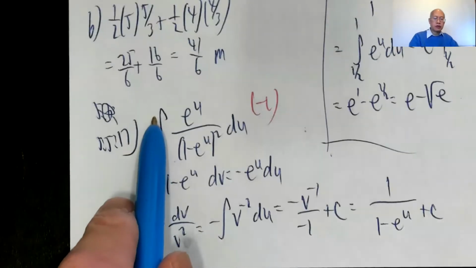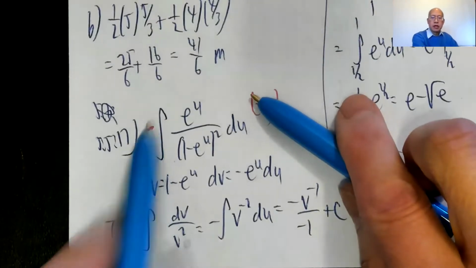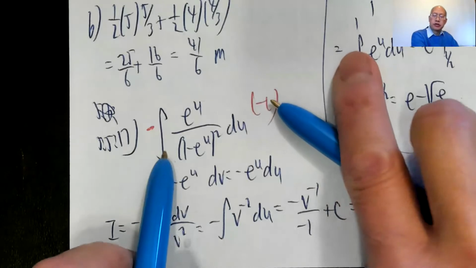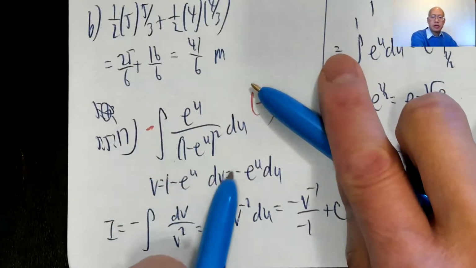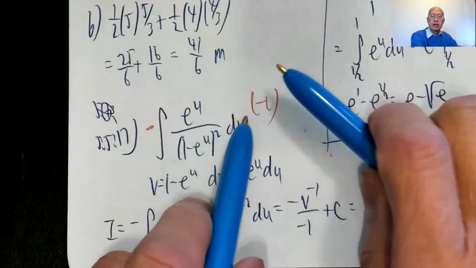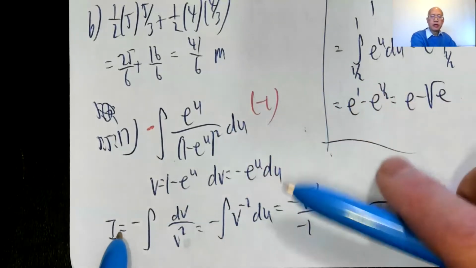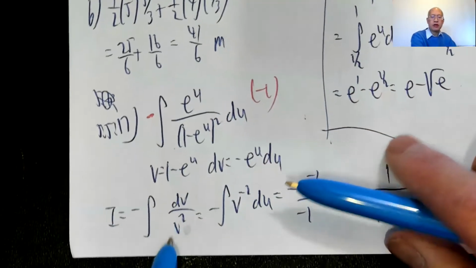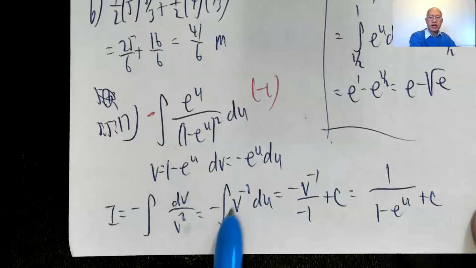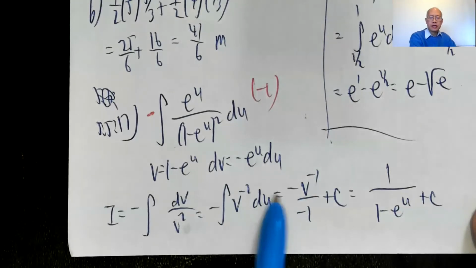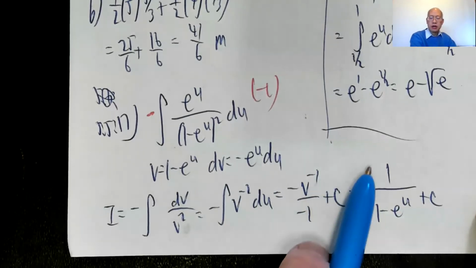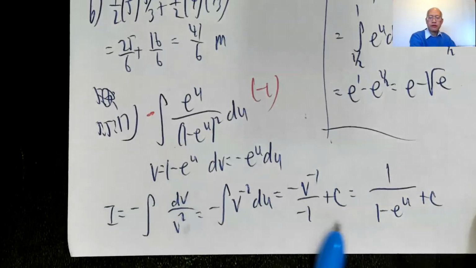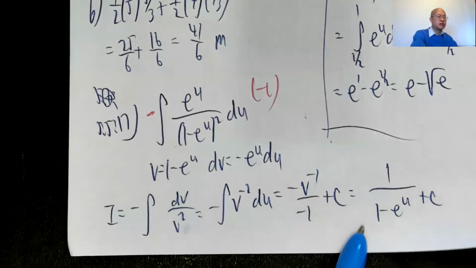Okay, this one, ignore the red temporarily. This was the original. I can't use u this time because u is already in the problem. So v equals 1 minus e to the u. Dv is negative e to the u du. Needing negative 1 inside and outside. So I have negative the integral dv over v squared. Negative of v to the negative 2 dv. So that's negative v to the negative 1 over negative 1 plus a constant. Negatives cancel out. 1 over v, 1 over 1 minus e to the u, plus a constant.